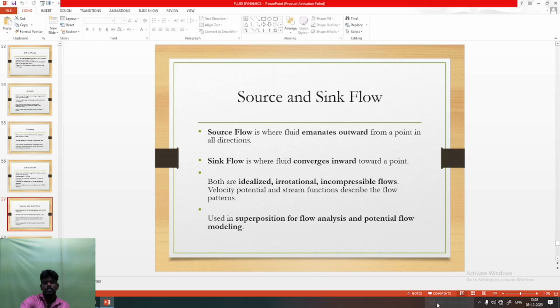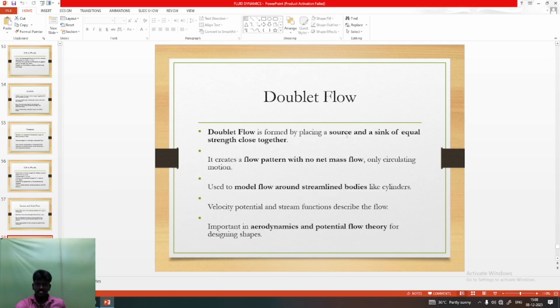Both are idealized, irrotational, incompressible flows. Velocity potential and stream function describe the flow patterns. They are used in superposition for flow analysis and potential flow modeling. Next, doublet flow. Doublet flow is a combination of a source and a sink flow placed close together with equal strength. That is called doublet flow.